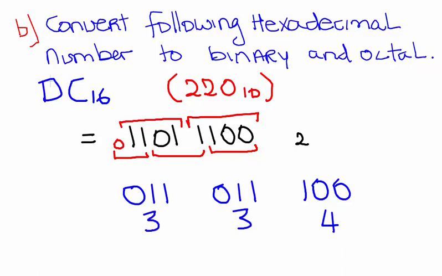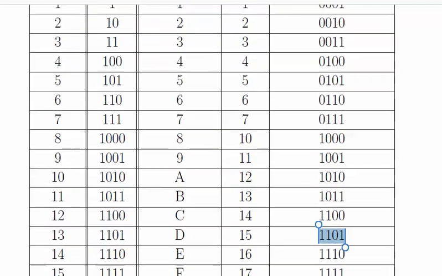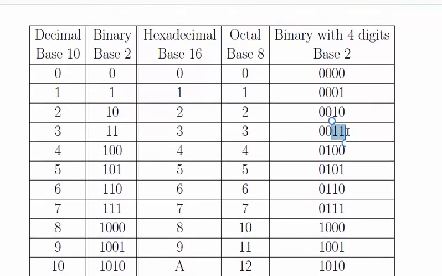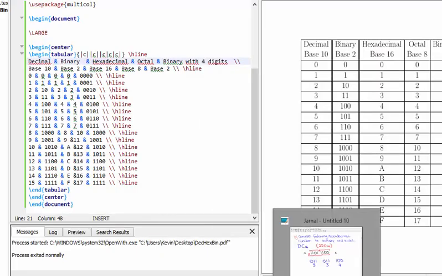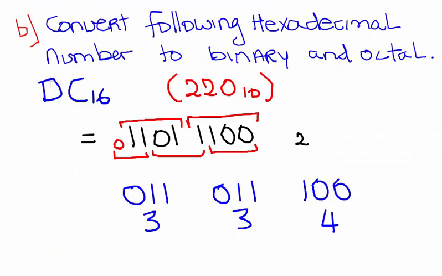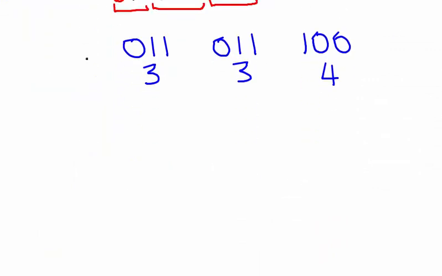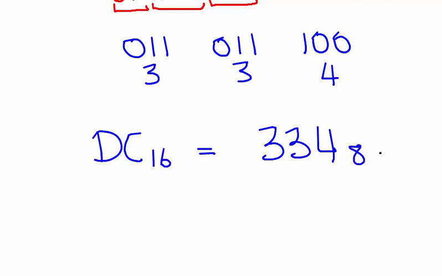So let's just double check that. Again, 011 corresponds to the octal digit 3, and 100 corresponds to the octal digit 4. And again, you can just ignore those preceding zeros. Just concentrate on the 3 digits from the right hand side. So 334 is our answer. So DC base 16 is equal to 334 in base 8.